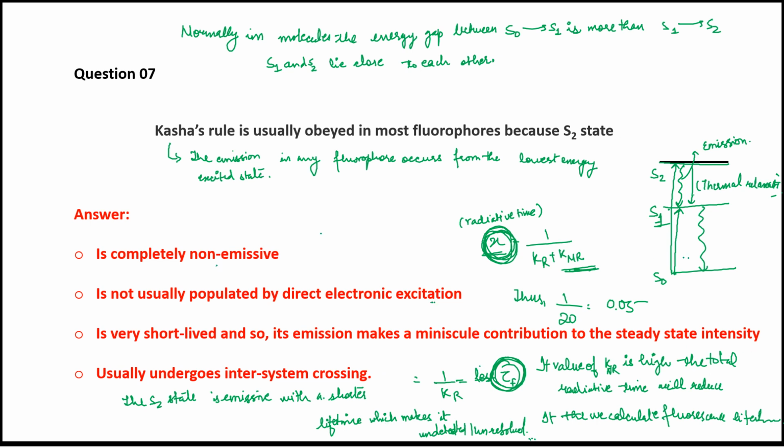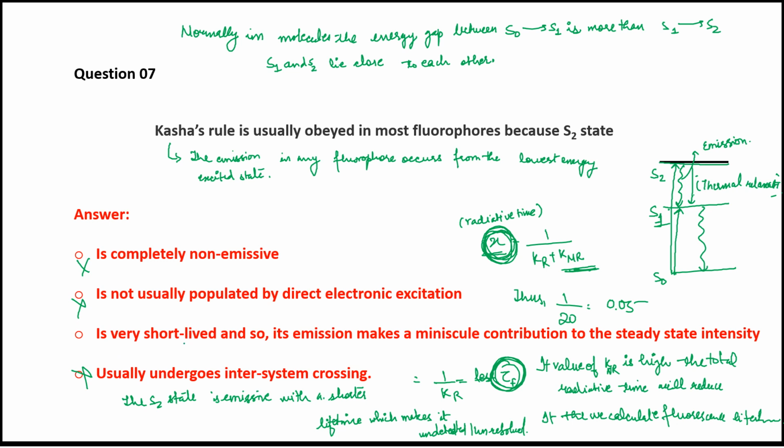The first is completely non-emissive. So far from our discussion, we are sure that this is not a totally non-emissive state. The second option is not usually populated by direct electronic excitation. What we want to say is direct electron excitation can excite both S1 and S2, but from S2 to S1 immediately through a non-radiative decay, the population increases in S1. That is, the population gets totally transferred to the S1 state. The third option is usually undergoes intersystem crossing. So these two are also wrong options.